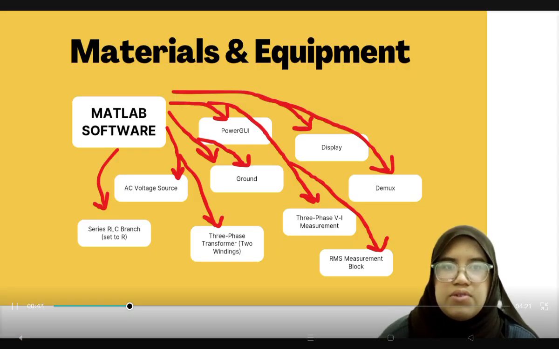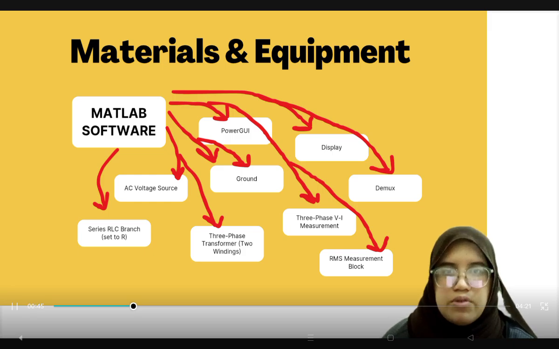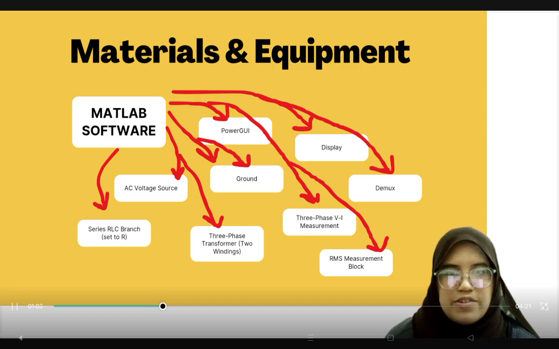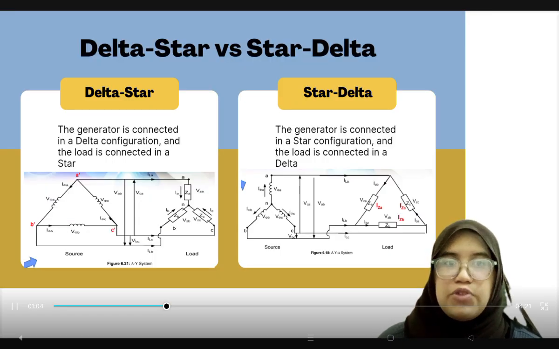Meanwhile, for the materials and equipment, I use MATLAB software, where the tools or components I use include powergui, display, ground, demux, AC voltage source, series RLC branch, three-phase transformer, three-phase VI measurement, and also RMS measurement block. So what is the difference between delta-star and also the star-delta connection?